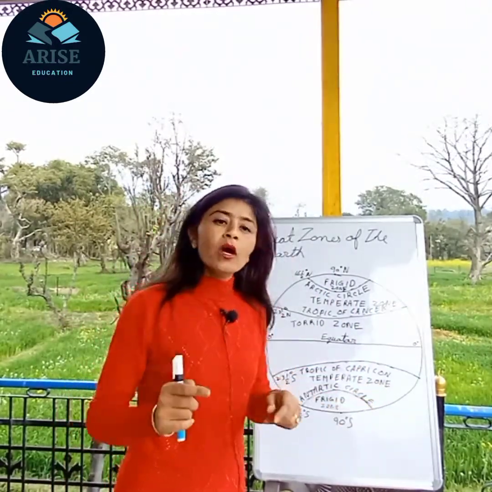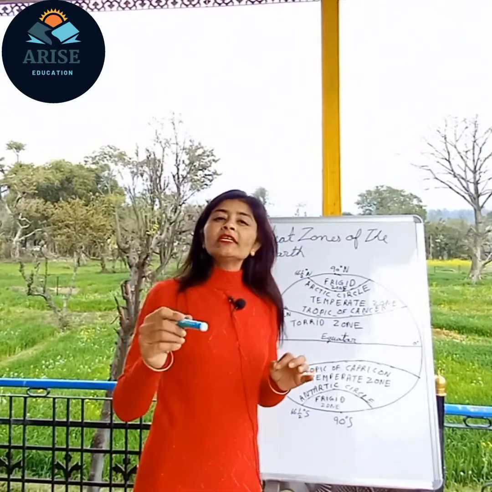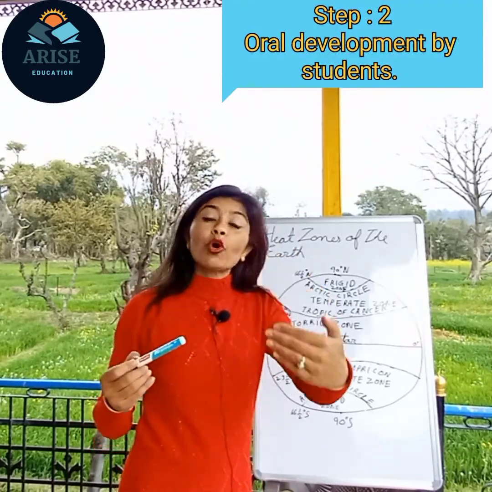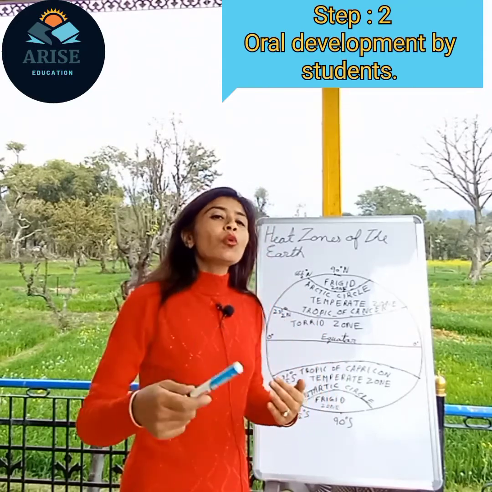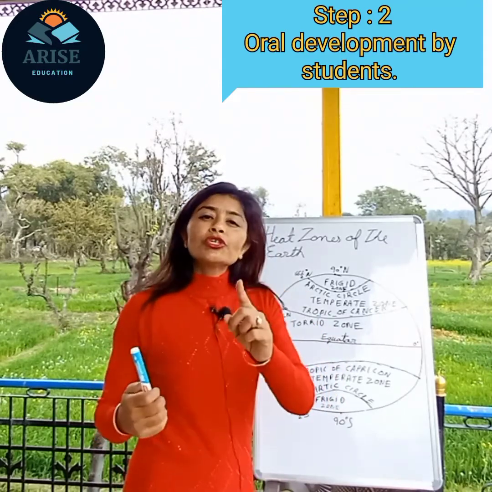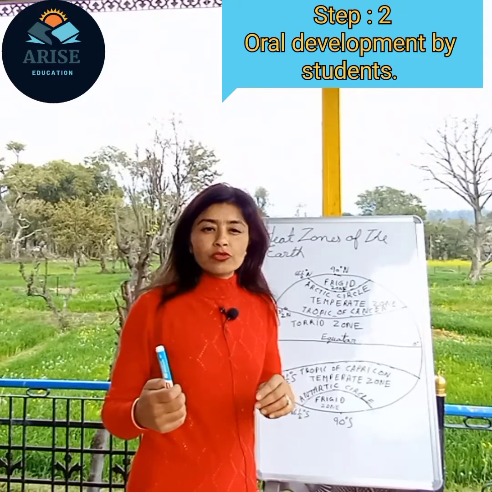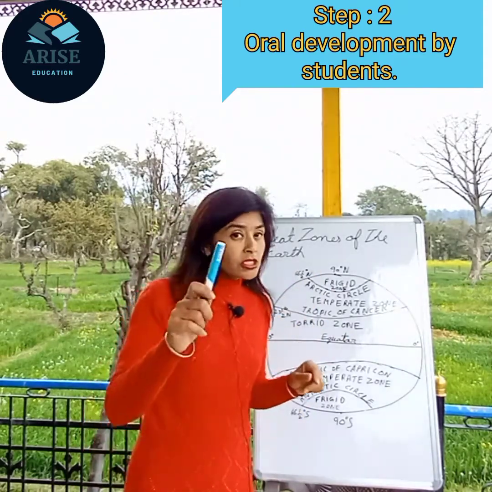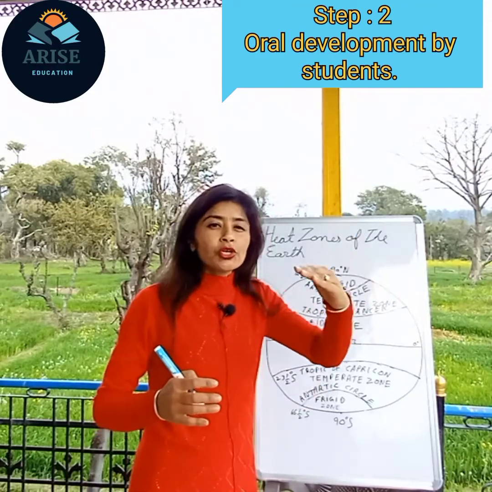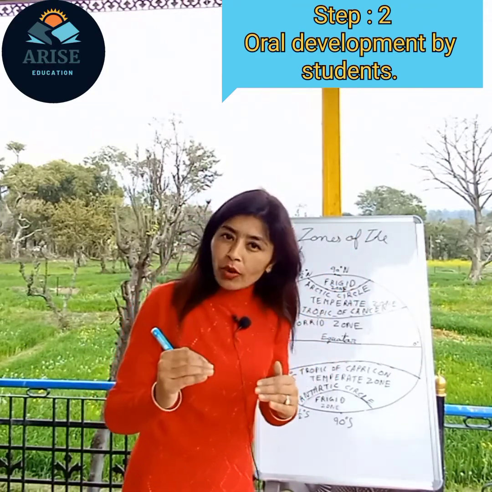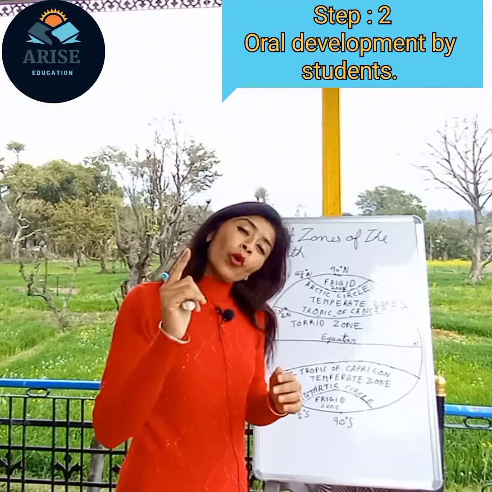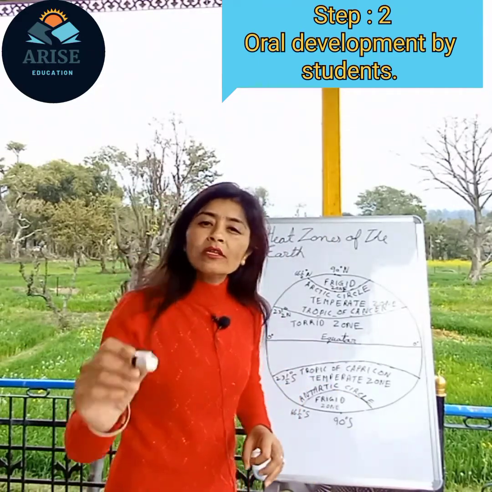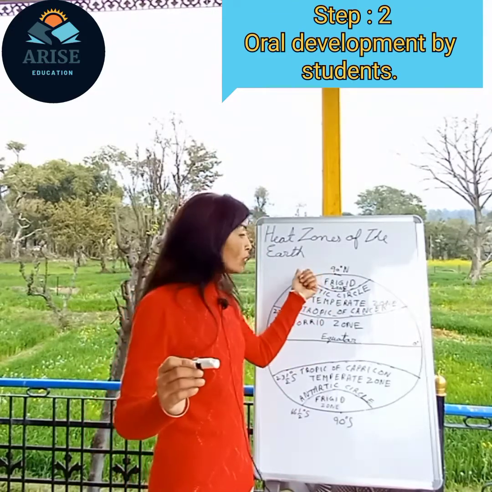Now step 2. In step 2, students will develop the composition on their own. They will develop the topic on their own. So how will they develop it? You just have to ask questions to the students, according to the sequence, so that the composition comes in a sequential order. And what else do you have to do? Just write all the responses of the students on the blackboard.